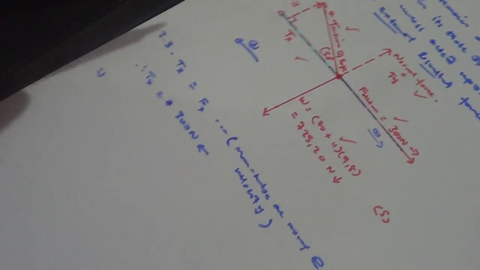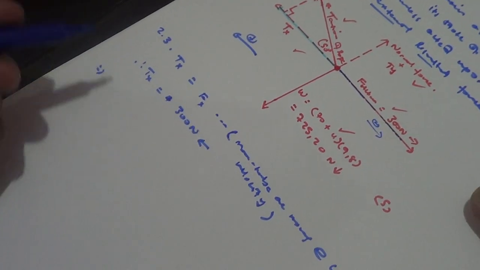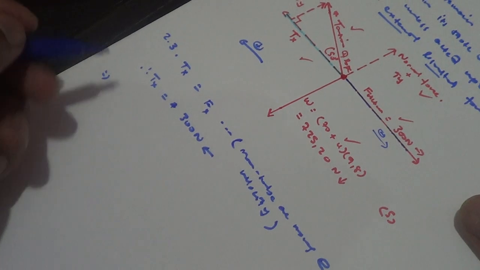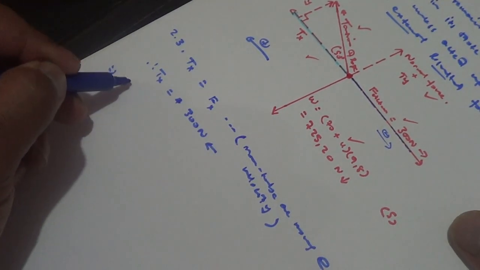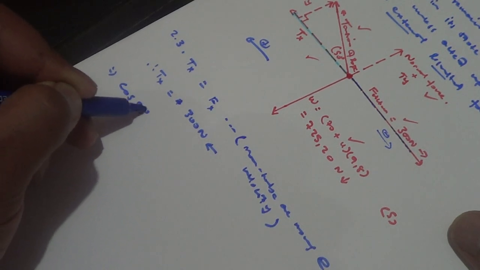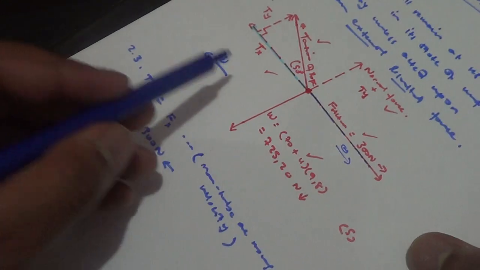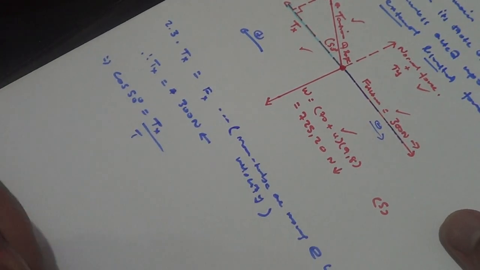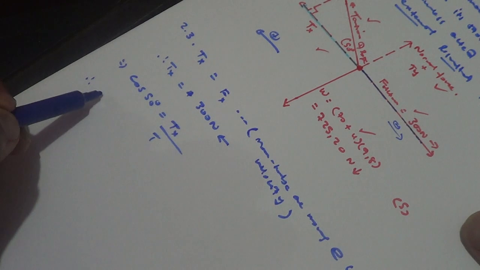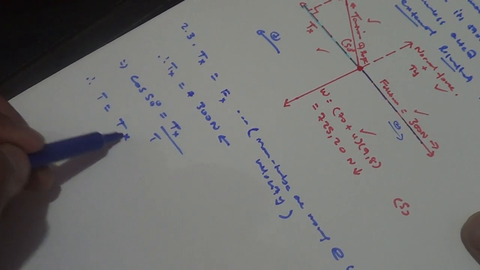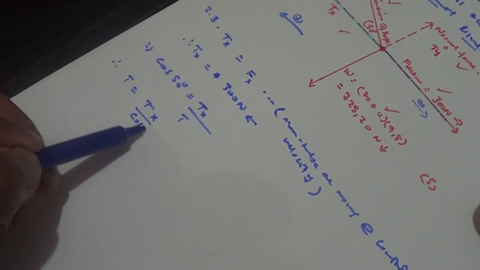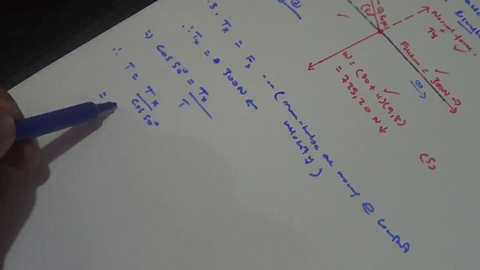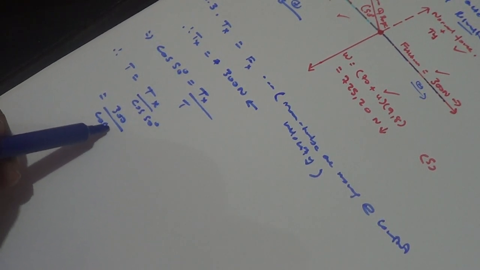Now we're looking at this triangle here. Our triangle works in this manner. What is the situation at hand? The situation is that cos 50 degrees, now use trigonometry here, is going to be the horizontal component of the tension divided by the tension, right? And this implies that my tension is going to be the horizontal component divided by cos of 50 degrees, which is that angle the rope made. So let's do it. This is going to be 300 divided by cos 50 degrees.